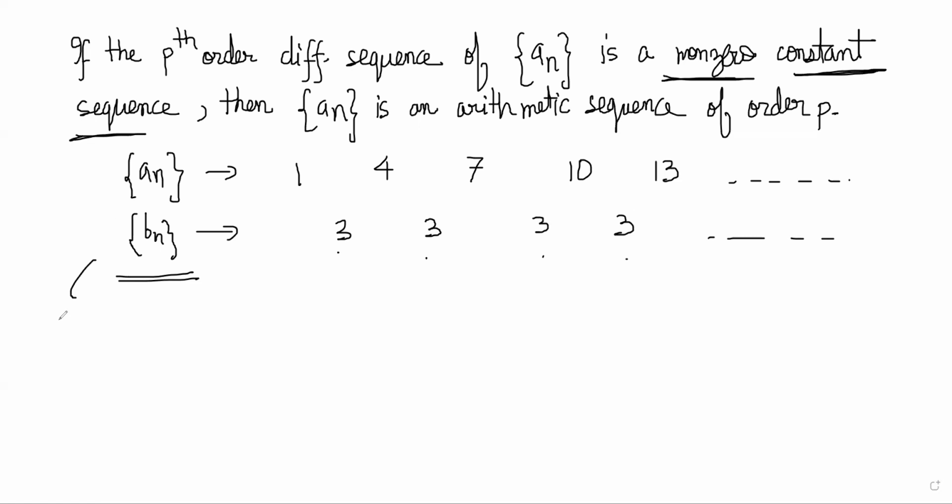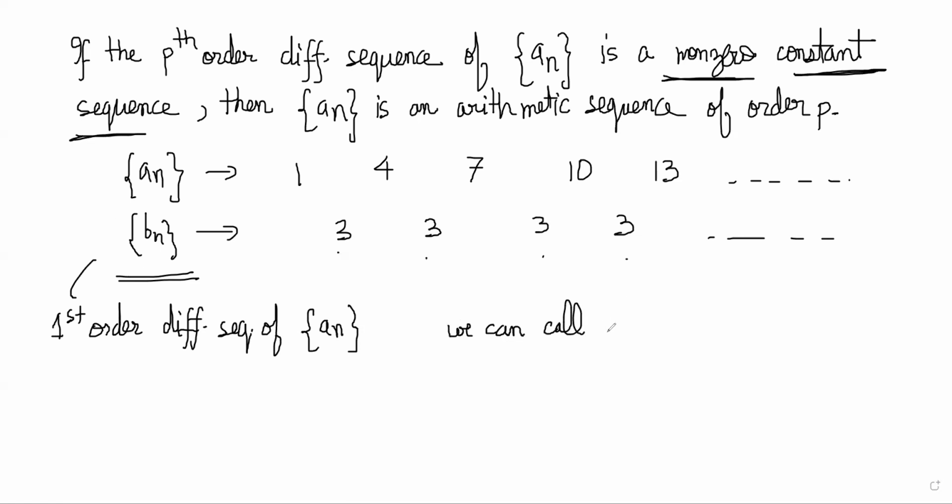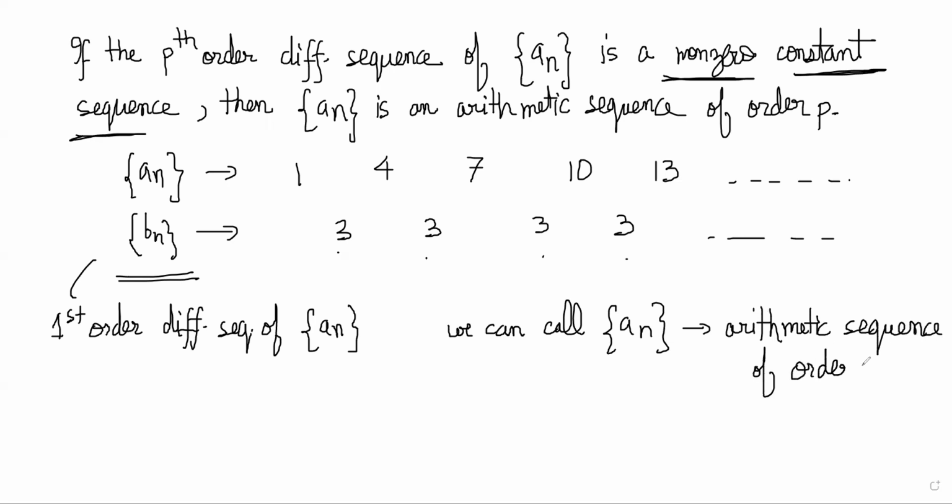And Bn was what? Bn was the first order difference sequence of An. So therefore, we can call An an arithmetic sequence of order 1, because after doing one difference sequence, you are getting a non-zero constant sequence, right? So it must be having order 1, because the first order difference sequence is non-zero constant, right?